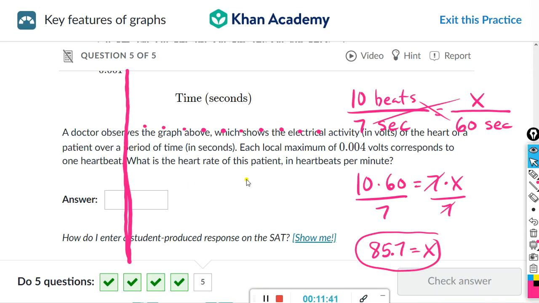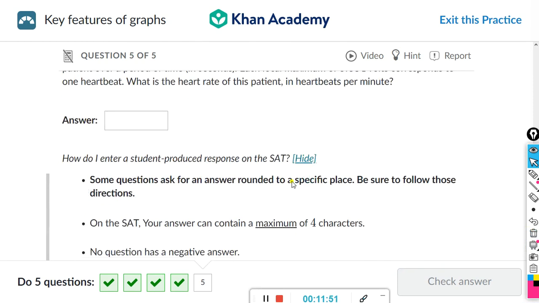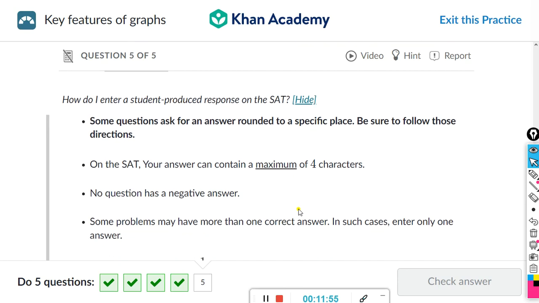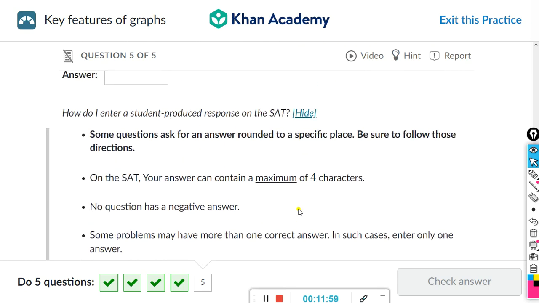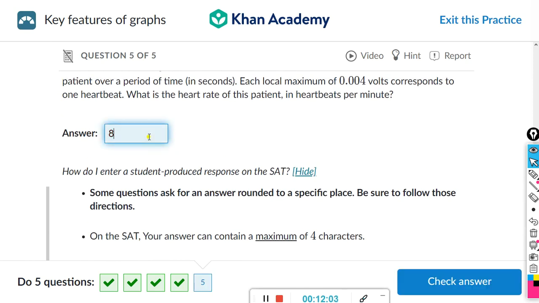All right, now they didn't say how far to round off. I automatically did it to 1 decimal. Let me see here. Okay, maximum of 4 characters, and that includes the decimal point. All right, so 85.7 would be 4 characters, 85.7. Okay, maximum of 4 characters. The decimal point counts as a character.